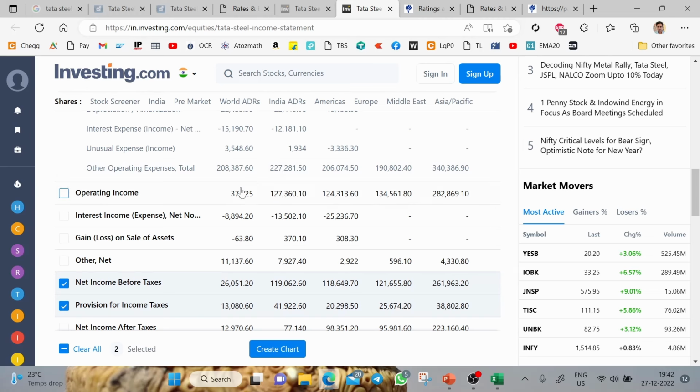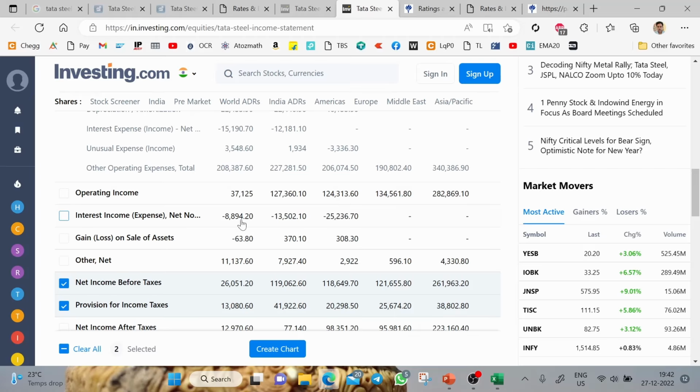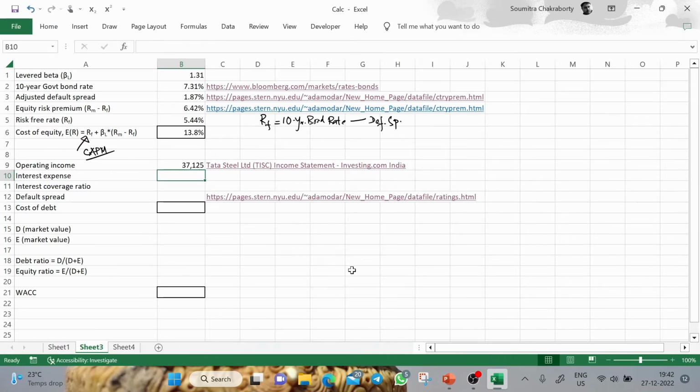So what is your operating income? This is 37125. Just enter here 37125. And what is the interest expense? Interest expense is 8894. So 8894, just enter here. So what is the interest coverage ratio? Operating income divided by interest expense.